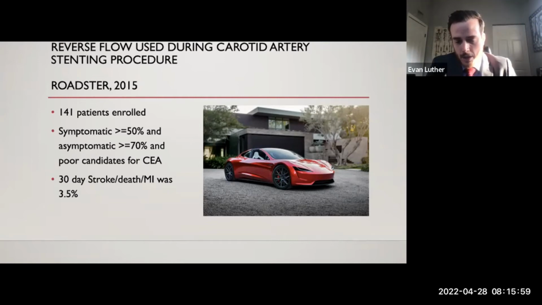And what they did was a single-arm study. They really just enrolled patients who they thought would benefit from stenting, and then they performed the TCAR procedure. What they found was that their 30-day stroke, death, and MI rate was about 3.5%. When you broke it down into stroke alone, it was 1.4%. So this was the lowest 30-day perioperative stroke risk for any carotid stenting trial overall.